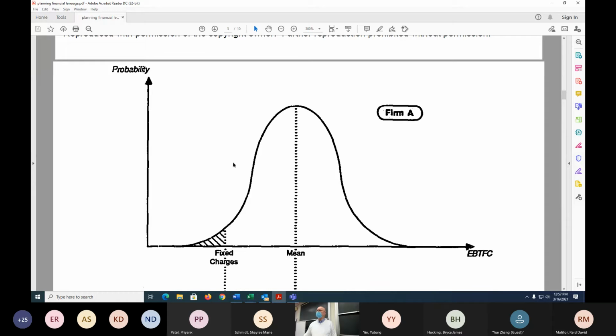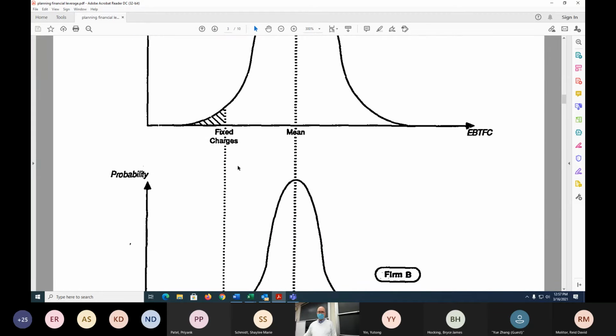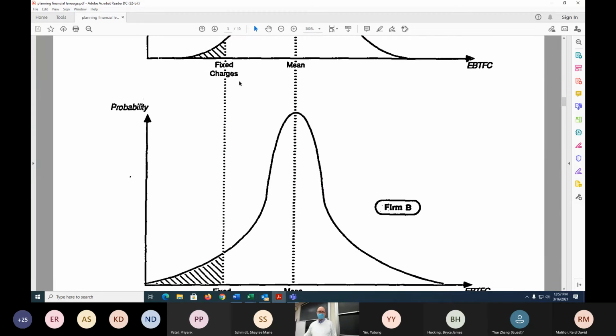Now what if you have a company with a different mean and standard deviation? It would look like this. And now look what happens to the probability that it won't cover. It's quite higher, isn't it? So you have to introduce probability into this, otherwise you can't treat all companies the same that have a coverage ratio of 1.